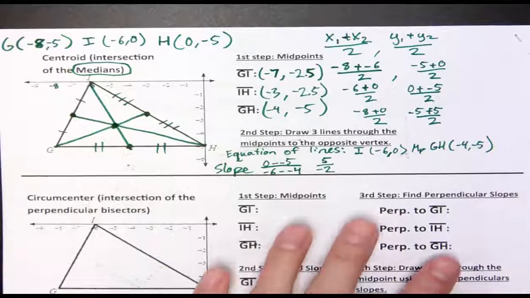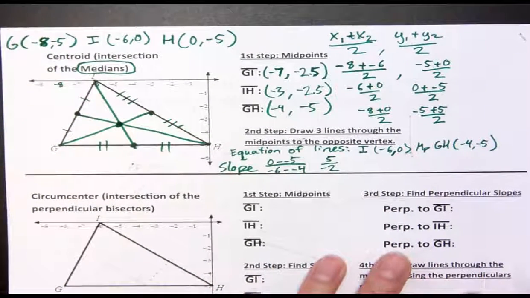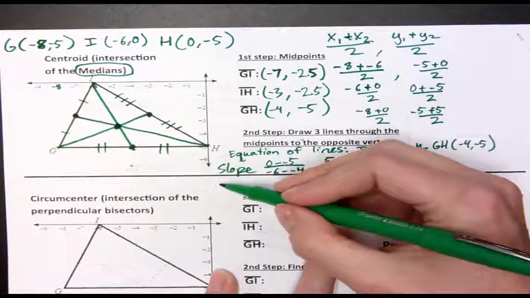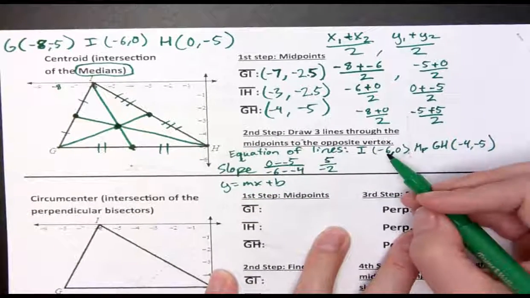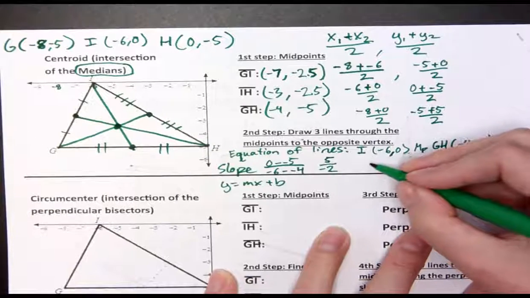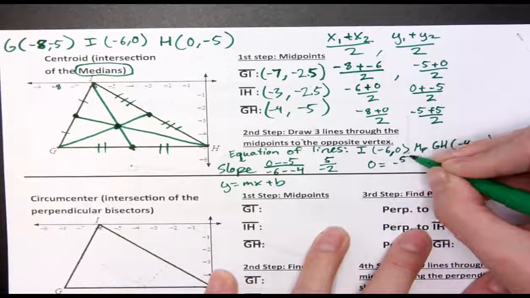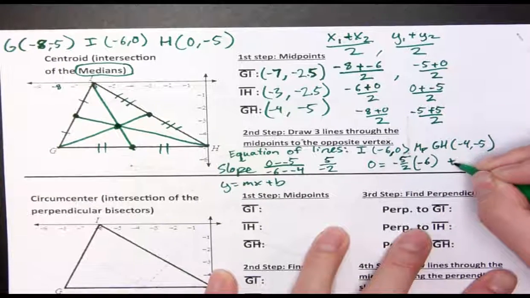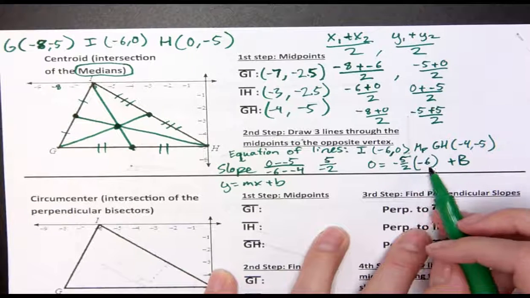Either way is fine. And then I plug it into y equals mx plus b, or my point slope form. I think this class told me most of you prefer y equals mx plus b, right? Okay, so then I plug it into my y equals mx plus b. Using either point, I'm going to use point I because it has a 0 in it, and that's nice. So 0 equals -5 over 2 times -6 plus b, and then I solve for b. So what's 5 over 2 times -6?